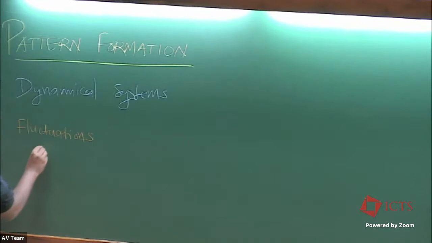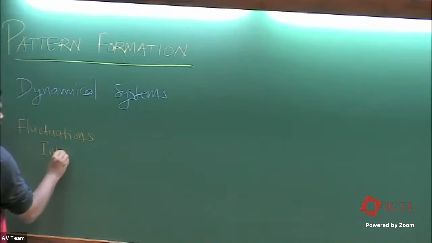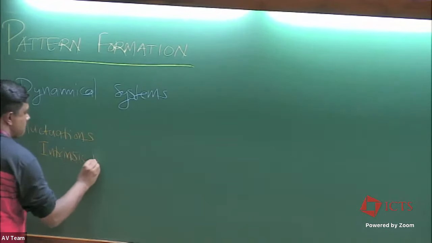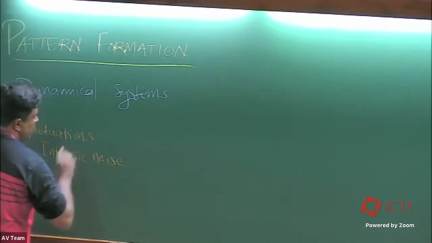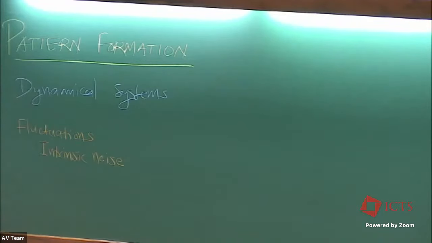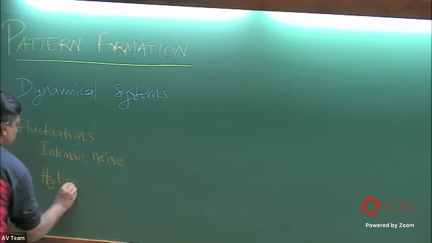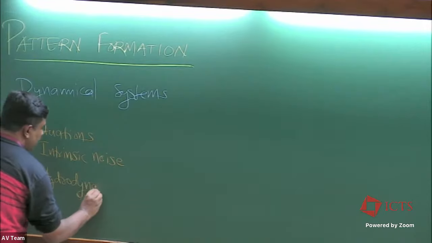So these could be intrinsic noise in the chemistry itself. Perhaps Supriya will cover some aspects of that. These are because the number of molecules is very small, so there are fluctuations there. There are also hydrodynamic fluctuations that you need to put in typically into the PDEs. I'm going to neglect those things.